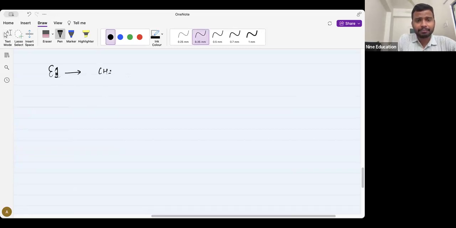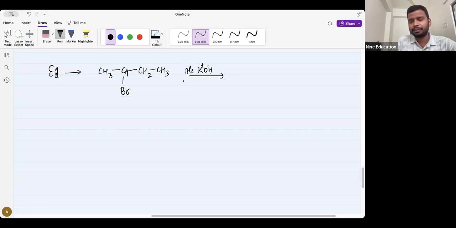Let's say I take an example, CH3, CH, CH2, CH3, and I have bromine here. If I put KOH, K positive, OH minus, let's say alcoholic KOH, in this reaction, so what will happen? What will happen? The first step will be E1 elimination.